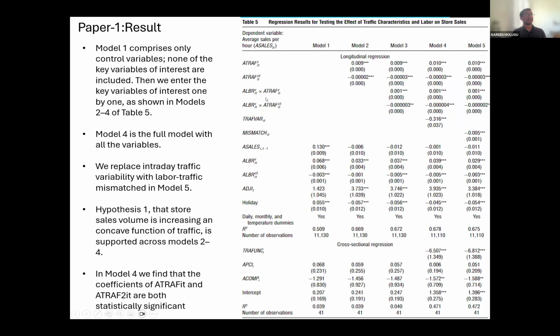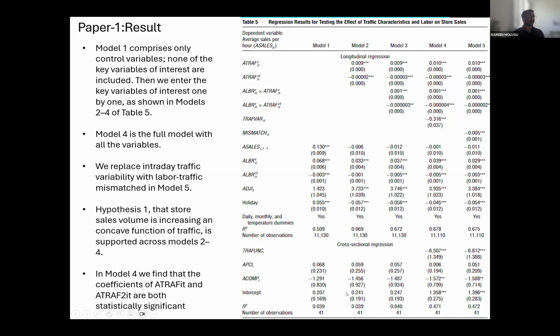And in model 3, we add the cross terms with labor, and even these results are significant. And in model 4, we add the intra variability, and we see that variability is not good for our sales because there is a negative coefficient which is significant. And then we remove the intra variability and we add the mismatch of labor to the demand. And even here we see that there is a mismatch.